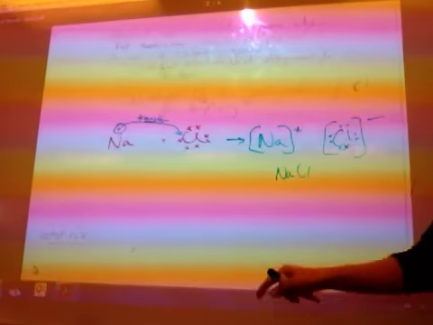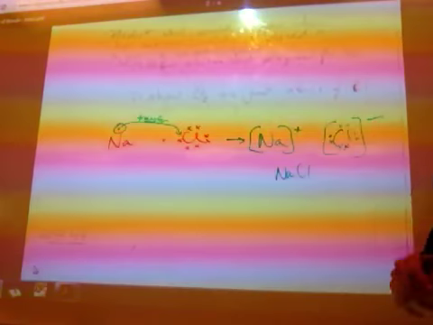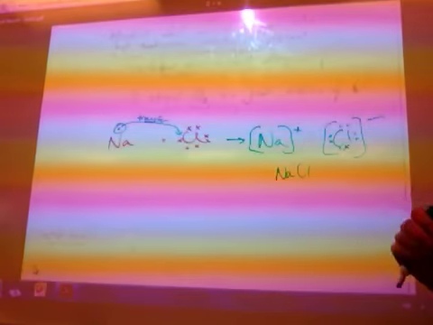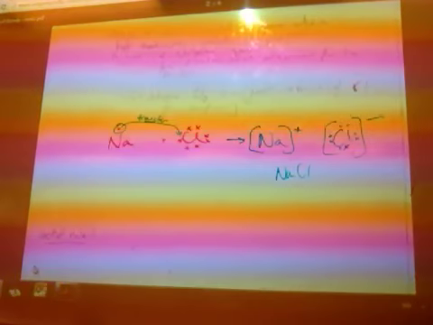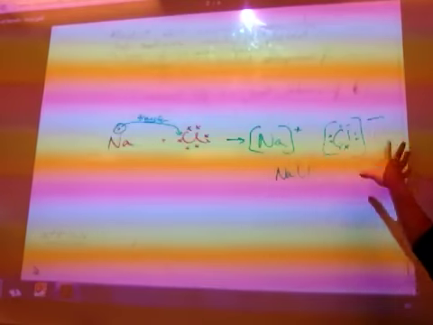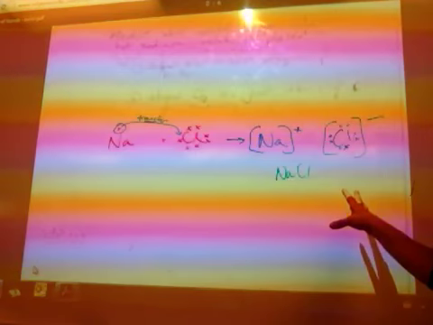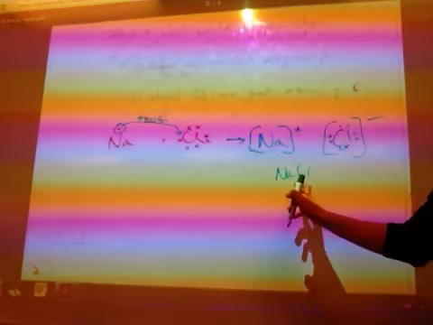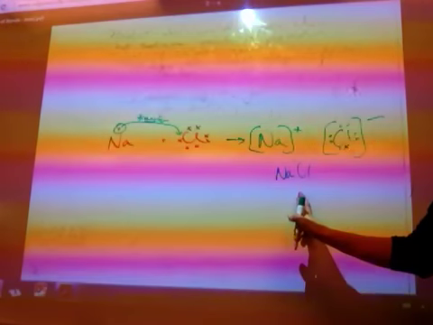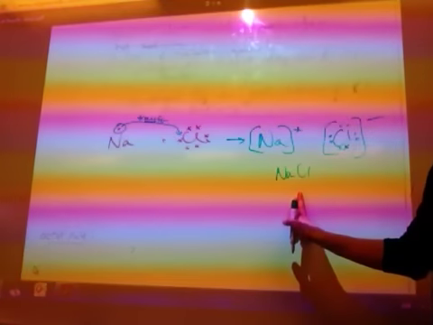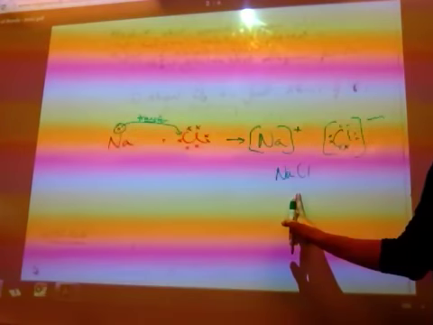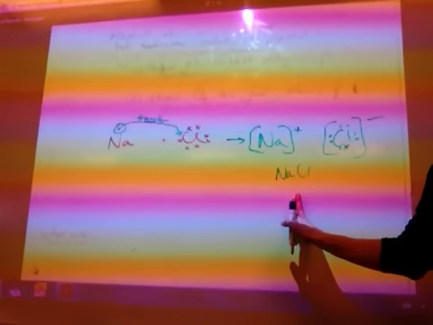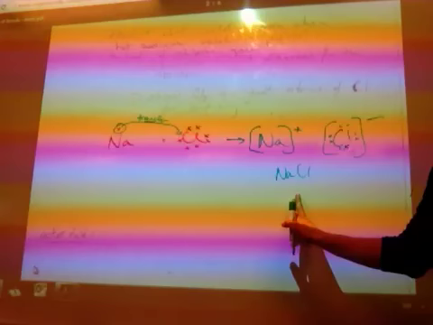Nothing different, only now I've just sort of zoomed in to what the sodium looks like and zoomed in to what the chloride looks like and looked at the electrons in the outer ring. Do you have all of that written down? Okay. So why do we put them together? They're both stable now.